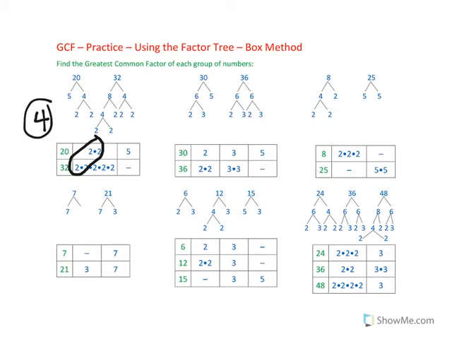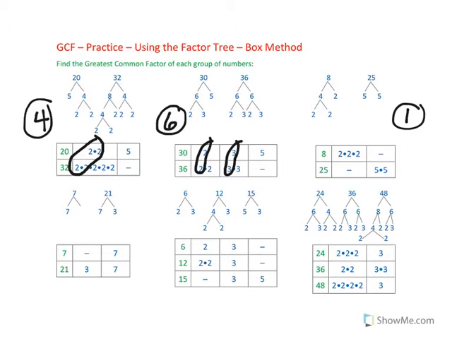For 30 and 36, 30 is 2 times 3 times 5, and 36 is 2 times 3 times 2 times 3. Let's see, there's a pair of 2's that are common, and a pair of 3's, no 5. I'm going to multiply my pairs, 2 times 3, and I'm going to get 6. 6 is the biggest number, and you can just look at this and you know 6 goes into 30, and 6 goes into 36. For 8 and 25, 8 is 2 times 2 times 2, and 25 is 5 times 5. They have nothing in common, so the greatest common factor is 1.